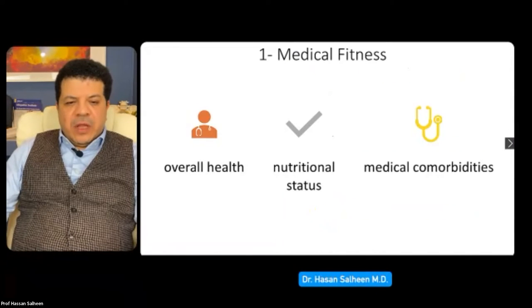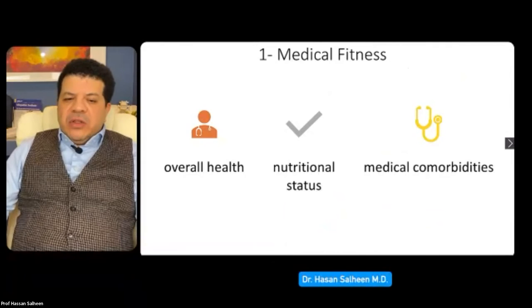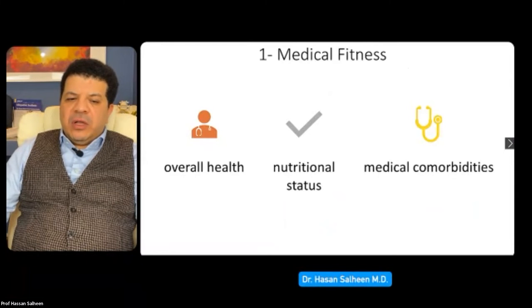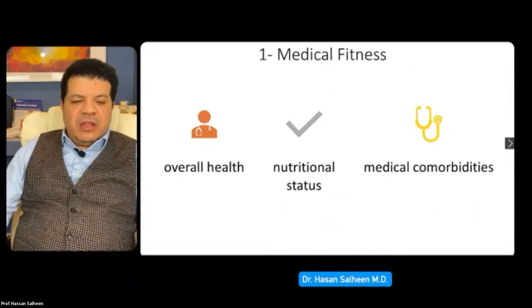internist. So, number one, the general patient condition and general factors such as overall health, nutritional status, and medical comorbidities should be considered before recommending any type of surgery. And you have to ask yourself if the patient can survive a major surgery or will end up miserably intubated in the intensive care unit.